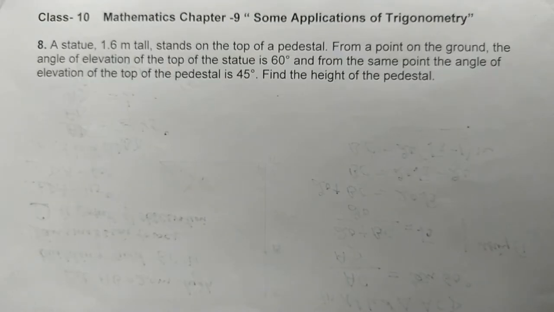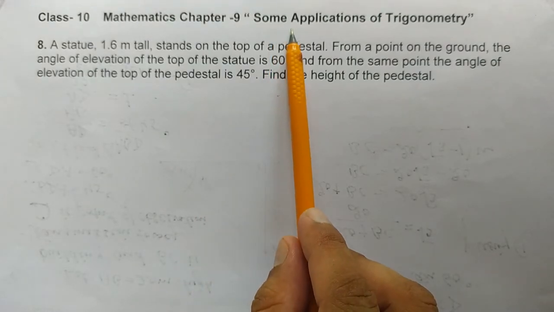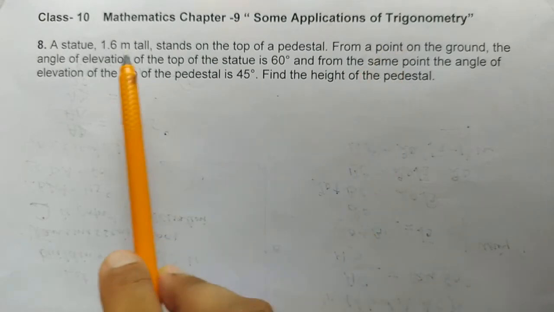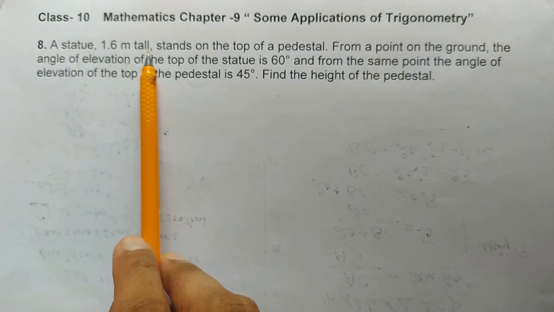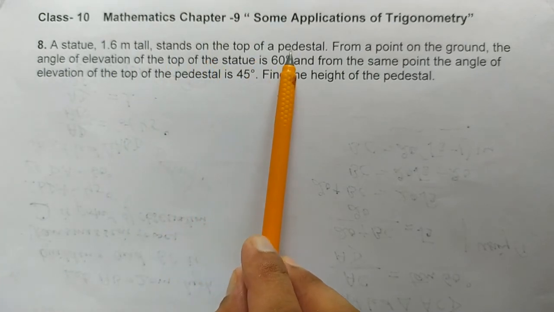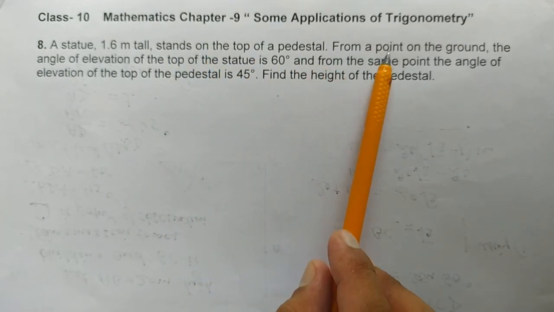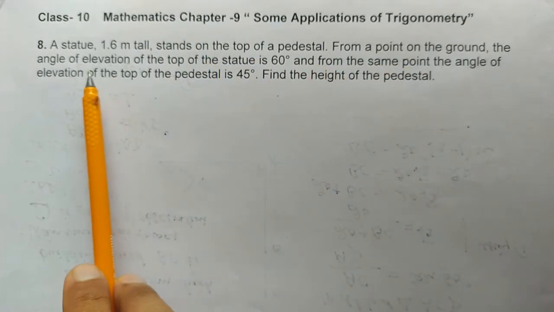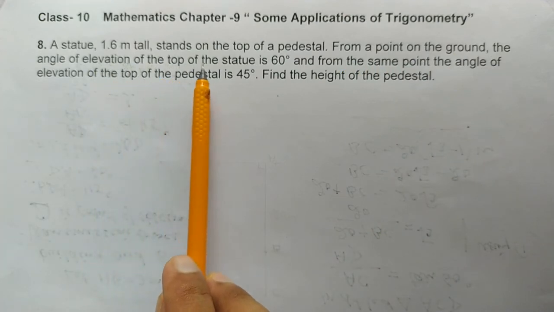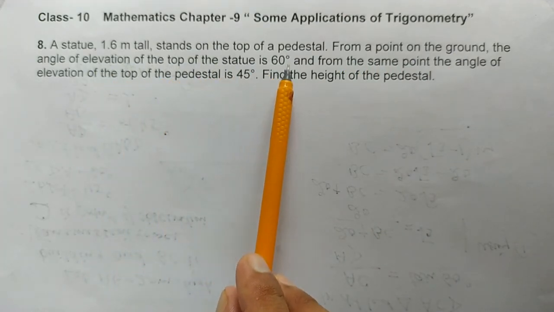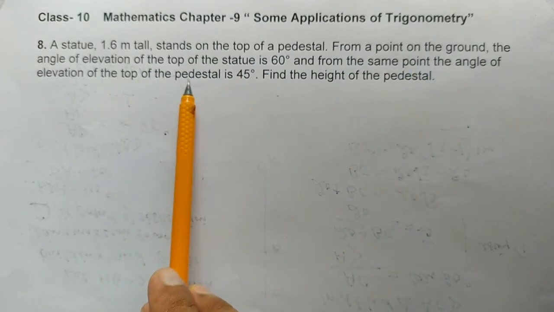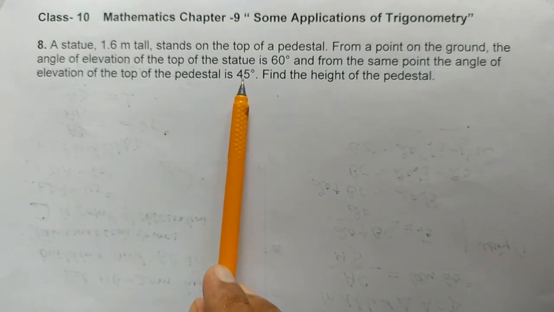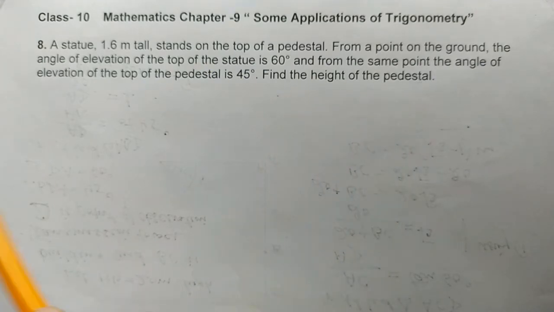Let's do this question, and this is taken from class 10 chapter 9, some applications of trigonometry. Question number 8. A statue 1.6 meters tall stands on the top of a pedestal. From a point on the ground, the angle of elevation of the top of the statue is 60 degrees, and from the same point the angle of elevation of the top of the pedestal is 45 degrees. Find the height of the pedestal.